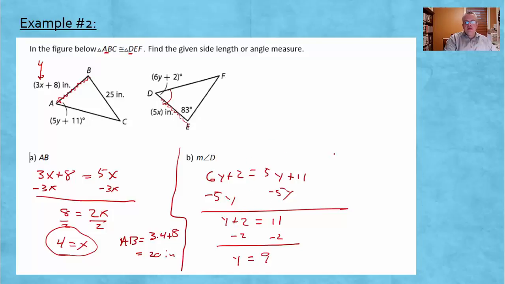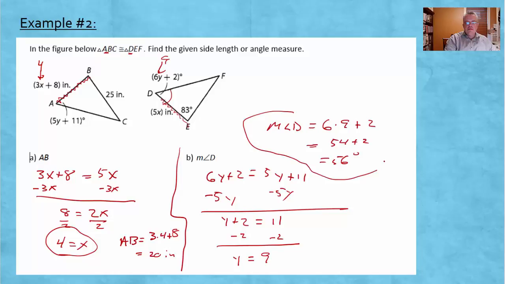And again, I'm not done yet because I have to go back and I have to substitute in for y. So I have to put a 9 in for y. So I'm going to do that up here. So the measure of angle D would be 6 times 9 plus 2, which is 54, plus 2, which is 56. And the units are degrees. So that would be the final answer. So angle D is 56 degrees. Turns out angle A is 56 degrees also.